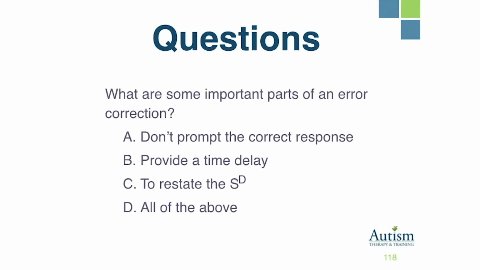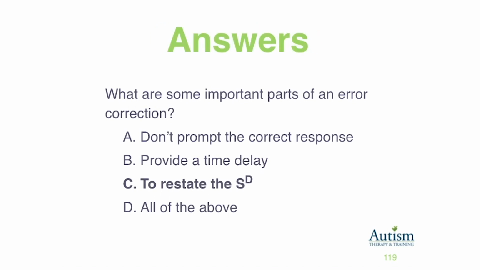What are some important parts of an error correction? A. Don't prompt the correct response. B. Provide a time delay. C. To restate the SD. Or D. All of the above. And the correct response is C, to restate the SD.